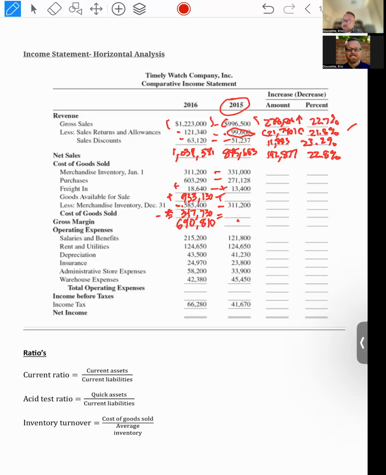$690,810. So that's now my gross margin, but I still need to deduct all of these expenses still. So then when I do that, I would add all these up. It gives me my total operating expense of $508,900.